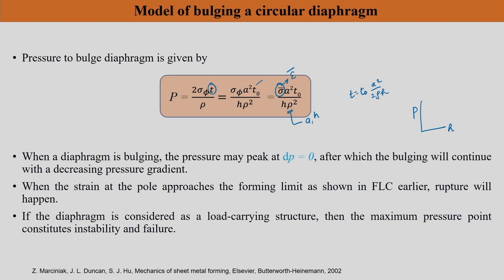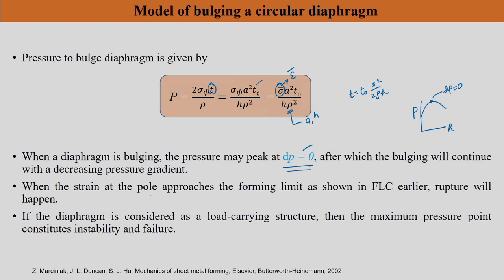Now, as I said, when the sheet is bulging, the pressure may peak at dp equal to 0. So if you get p versus h, there will be one peak, let us say something like this. I am just randomly drawing. At this location you will see dp equal to 0, after which bulging will continue with a decreasing pressure gradient, because it indicates something is happening in the material. It could be instability just due to pressure, without any friction.